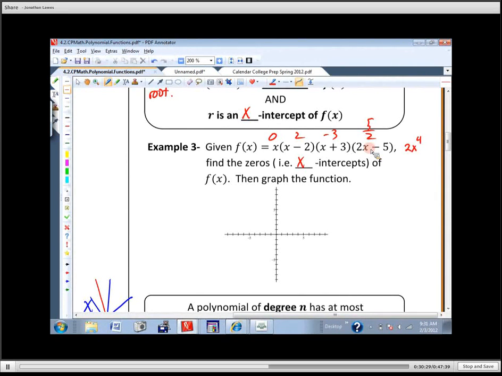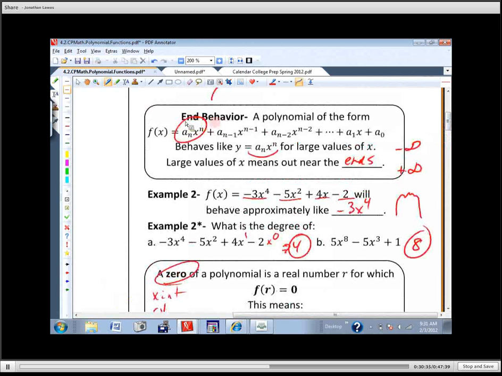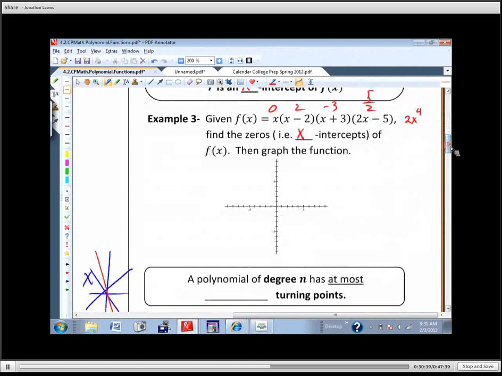And do we really care about those terms on the end? Or do we care about that first one right here? That first one has the most effect on the shape, most influence on the shape. So it looks like 2x to the fourth. So that means it starts up here and ends up here. Let's find out how many times it wiggles around.